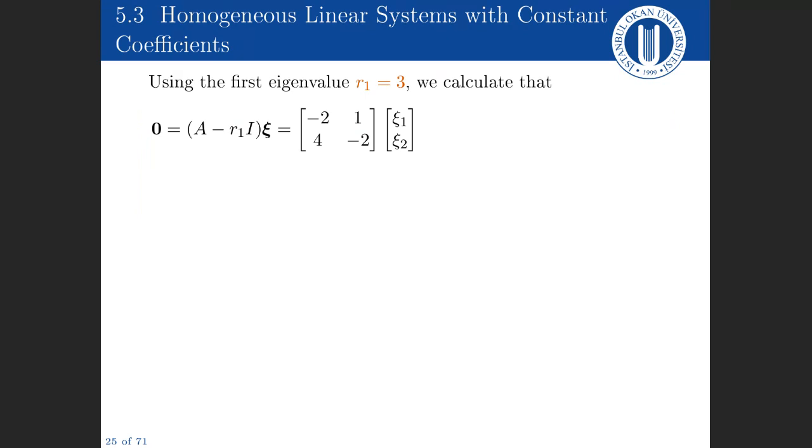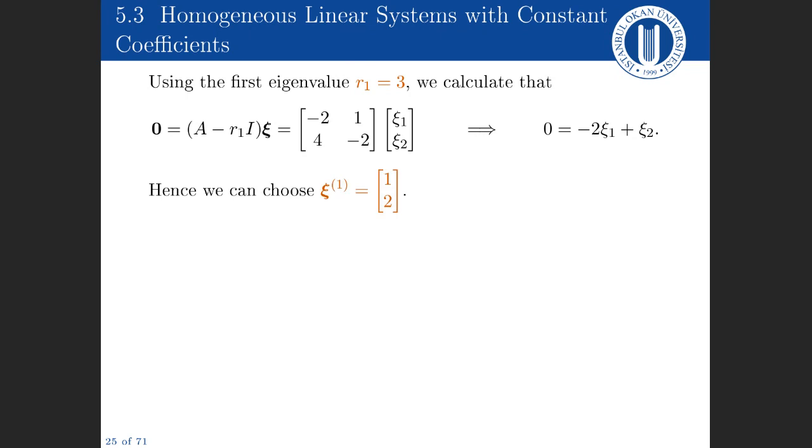Next, we need to find the eigenvectors. And we need to find an eigenvector for each eigenvalue. First, I'm going to look at the eigenvalue r1 is equal to 3. To find an eigenvector, we start with the equation (A minus r1 I) xi is equal to 0. r1 is equal to 3. That's the same as saying the matrix minus 2, 1, 4, minus 2, times xi 1, xi 2. And because we should always have the first line and the second line giving the same equation, quickly go check it. Both the first line and the second line of the matrix give us the equation 0 is equal to minus 2 xi 1 plus xi 2.